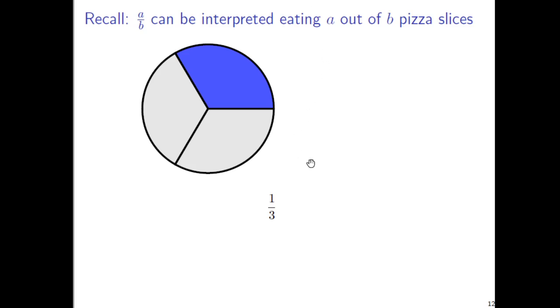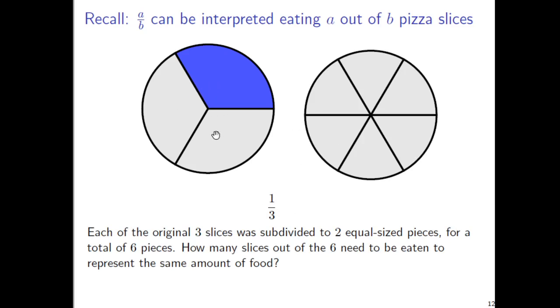So right here, I have drawn a circular pizza with 3 slices, and this one is shaded in blue to represent that one piece is being eaten. So you see here a picture representing 1/3. Now, let's take each of the existing slices of pizza here, the original three, before this slice was eaten, the one that's shaded blue, let's take each of these 3 original slices and subdivide, cut it further into 2 smaller equal-sized pieces each. So this piece becomes 2 smaller ones, this piece on the left becomes 2 smaller ones, and this piece in the lower right becomes 2 smaller pieces over here. Then you'll have a total of 6 pieces of pizza.